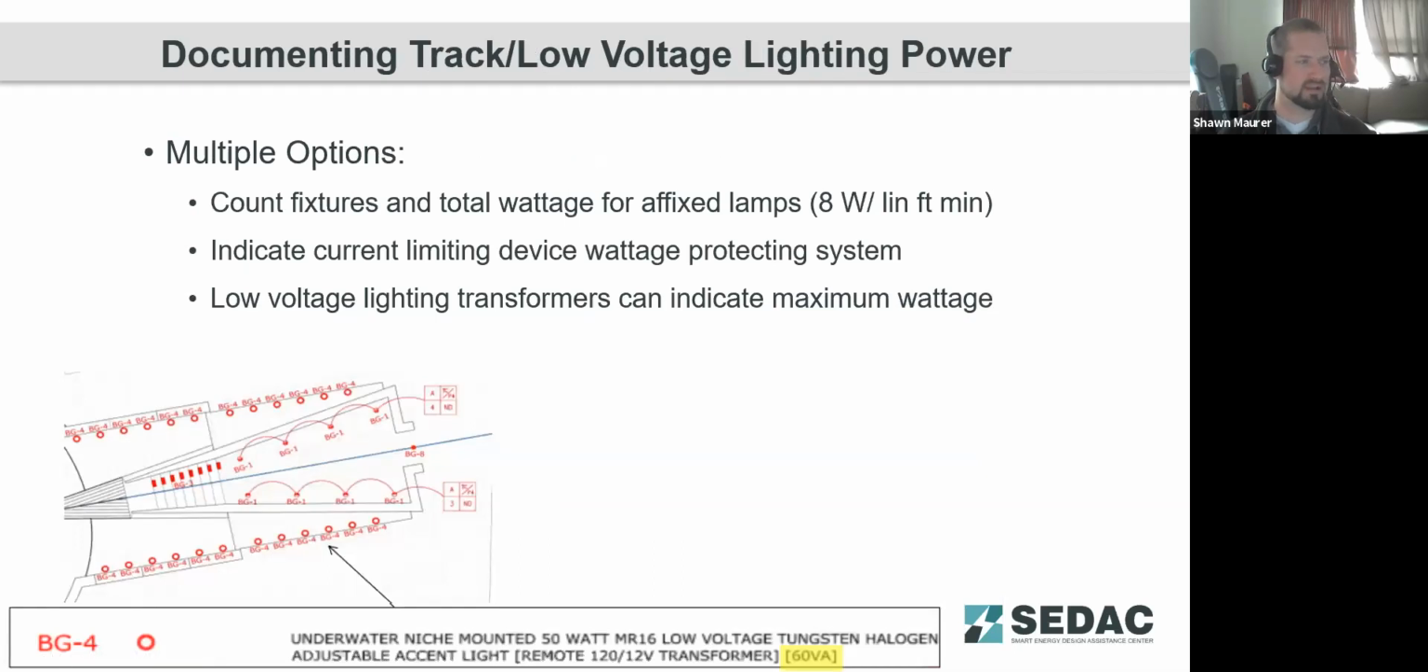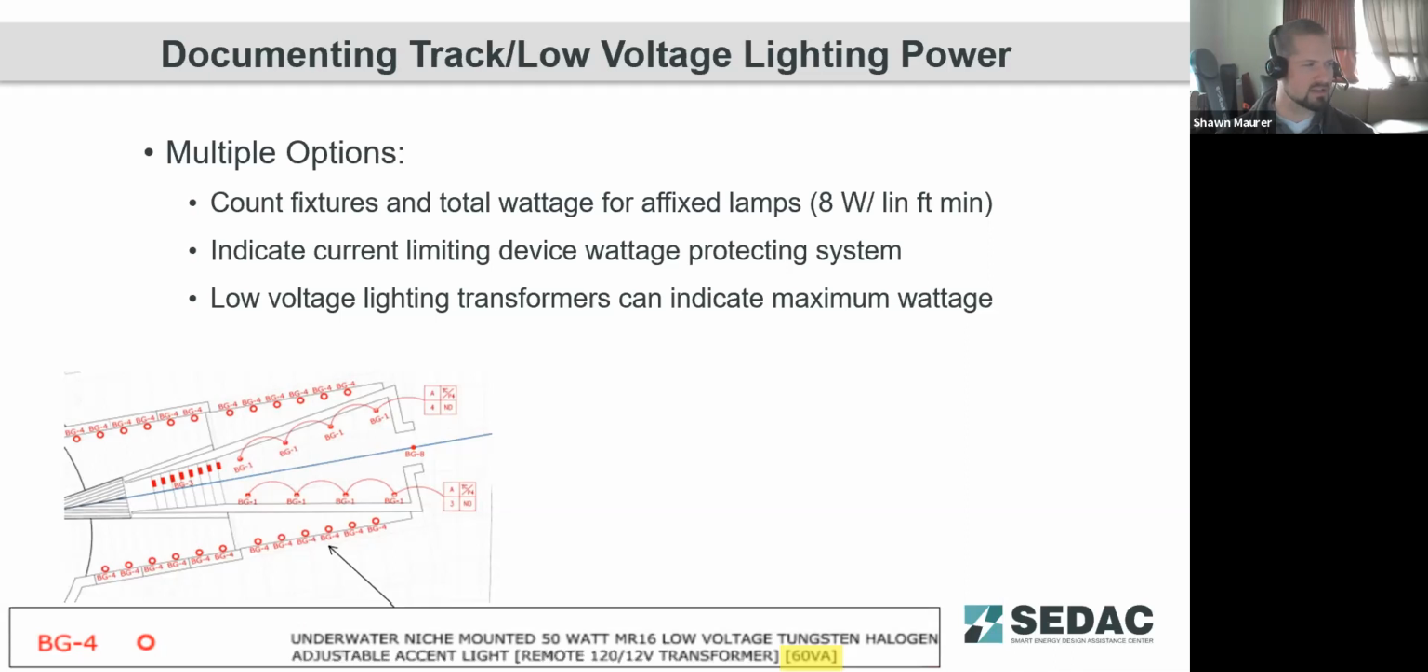What about track lighting and low voltage lighting? Documenting that wattage and compliance. On plan drawings, we have seen a count of fixtures as a kind of summary add-on, a callout to track lighting or low voltage lighting that then calculates the fixed wattage to that track lighting system. The energy code does call out 8 watts per linear foot as the minimum.